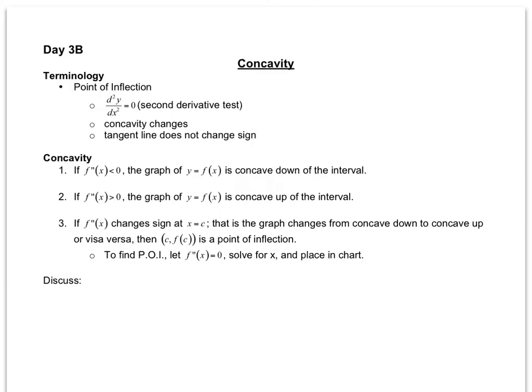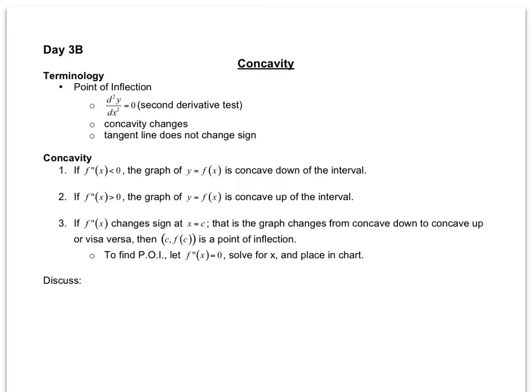So concavity: if f double prime of x is smaller than 0, the graph of y equals f of x is concave down for that interval. And if f double prime of x is greater than 0, the graph of y equals f of x is concave up on the interval.